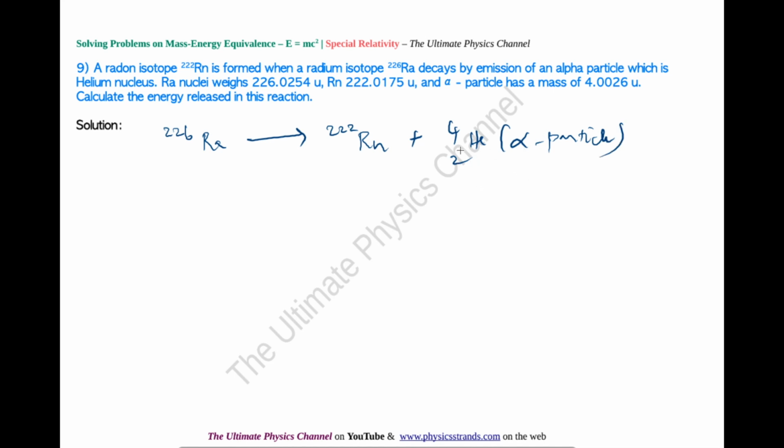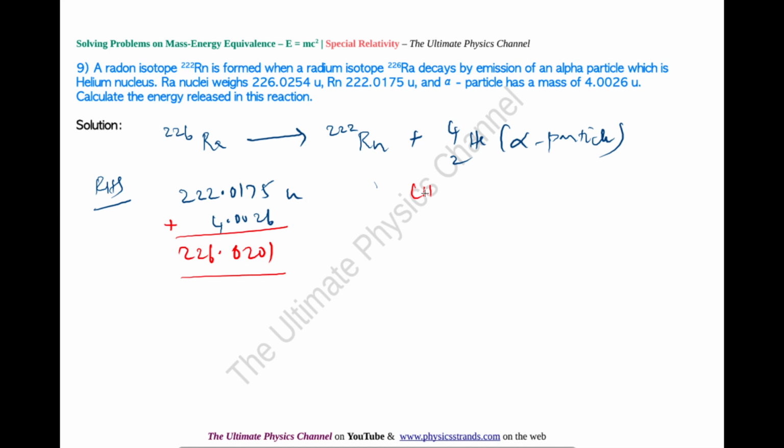Right. Now the individual masses are given. We are going to just use those numbers here to calculate the mass difference. So on the right side we have to add these two masses, right? So the right hand side I write as 222.0175 U plus 4.0026. If I add these two masses, I get 226.0201.